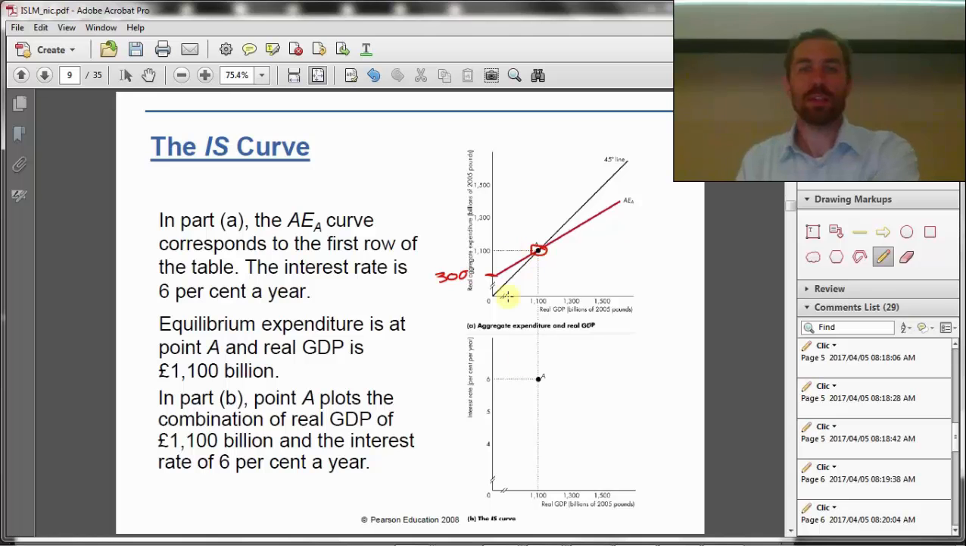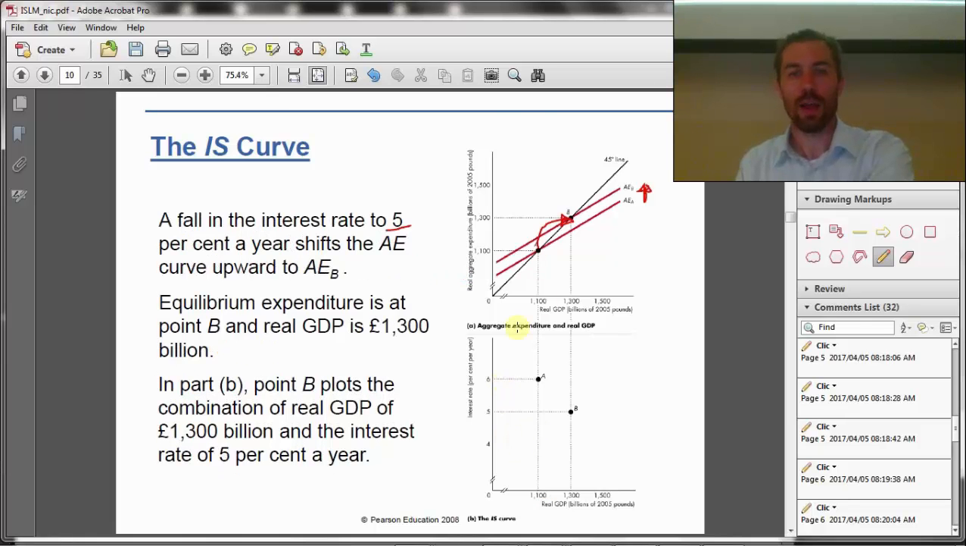If we now want to understand the relationship between the interest rate and output: at point A, the interest rate was 6%, and our equilibrium value of real GDP was 1,100. When our interest rate decreases, what happens? Our interest rate decreases and our equilibrium level of output increases. We move from point A, representing the equilibrium level of GDP at interest rate 6%, to point B, which is now our equilibrium level of real GDP at a lower interest rate.